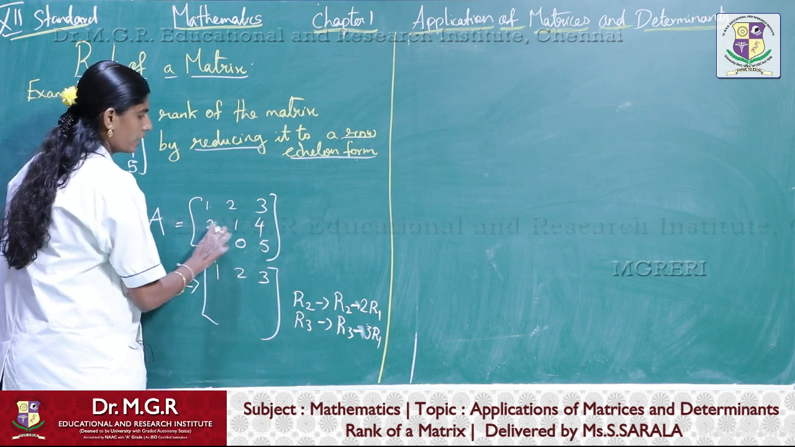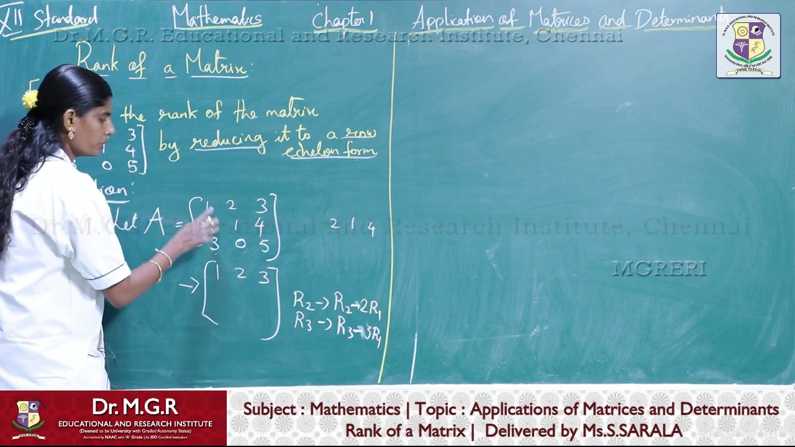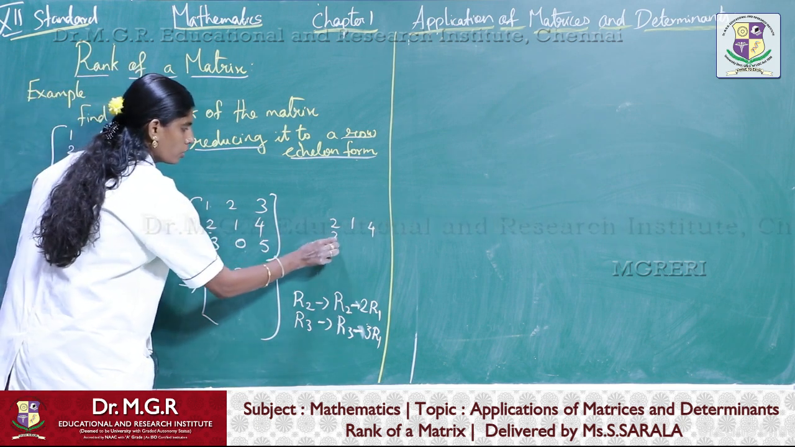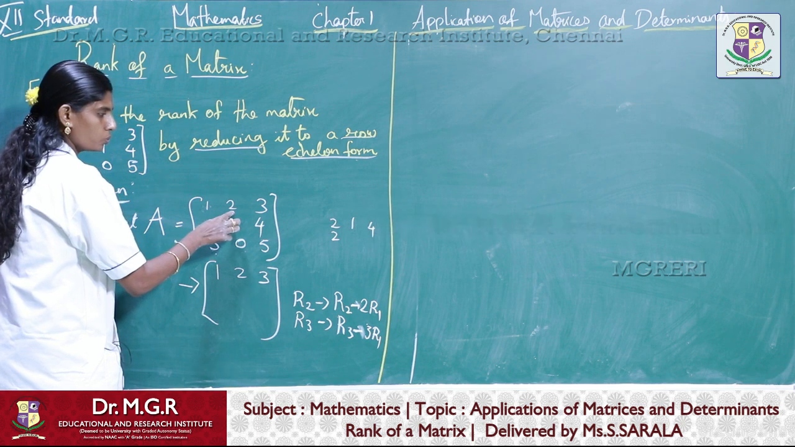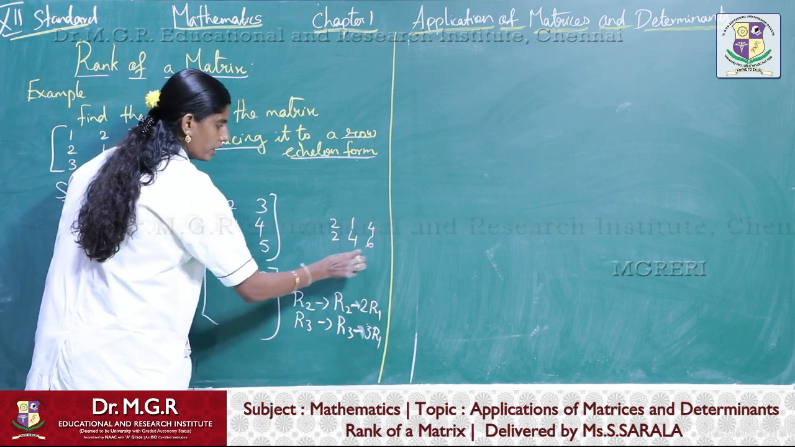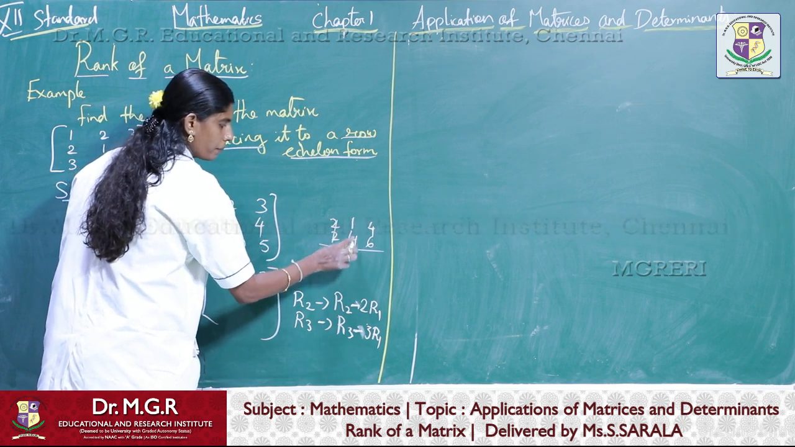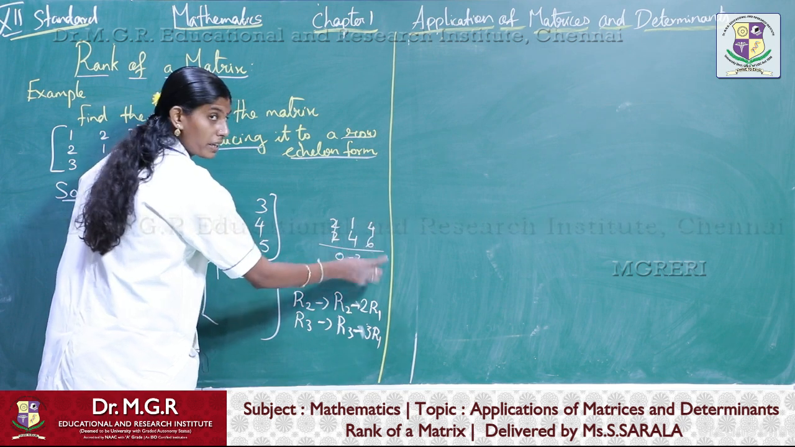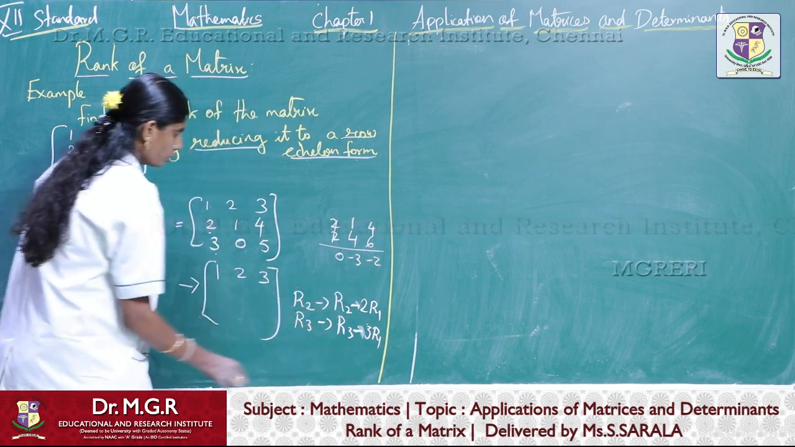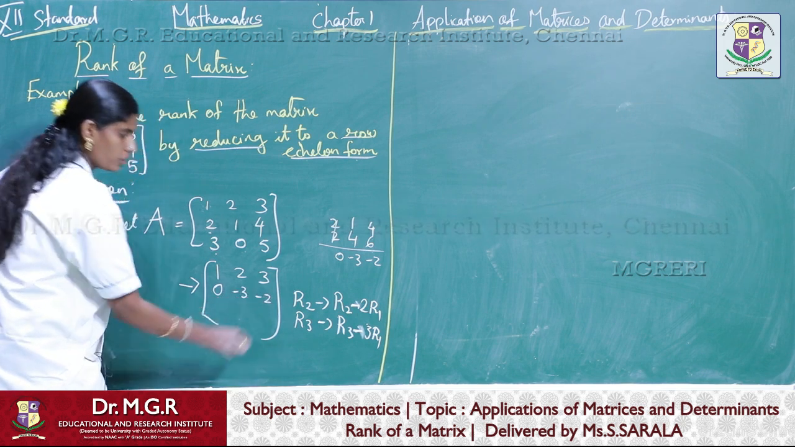Just to show the elements: R2 is 2, 1, 4. What is 2 into R1? 2 multiplied by this means 2, 4 and 6. Subtracting, these 2s eliminate to 0. So 1 minus 4 is minus 3, and 4 minus 6 is minus 2. Therefore the second row becomes 0, minus 3, minus 2.